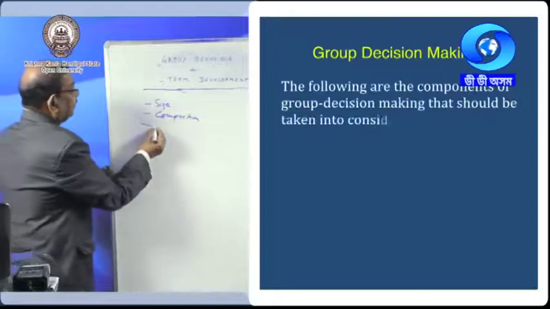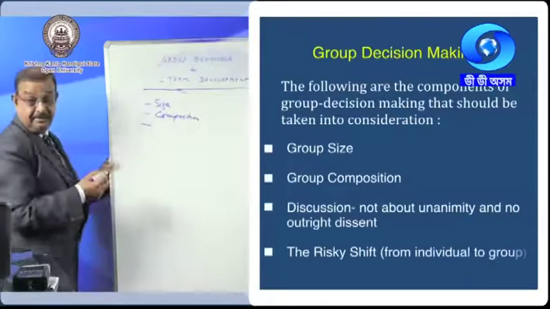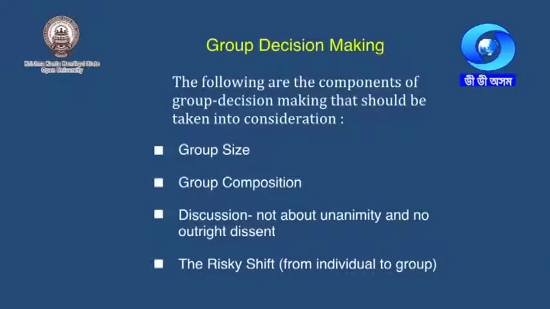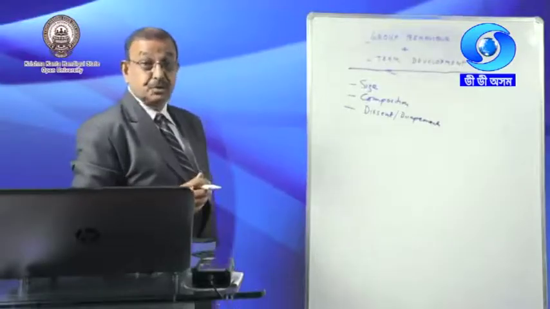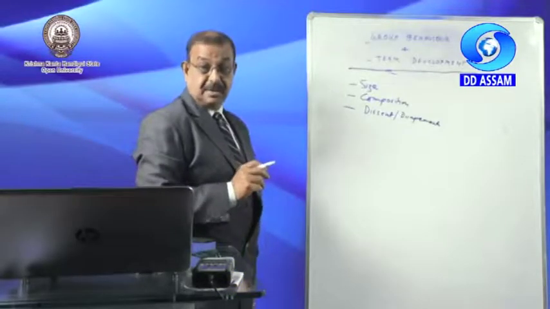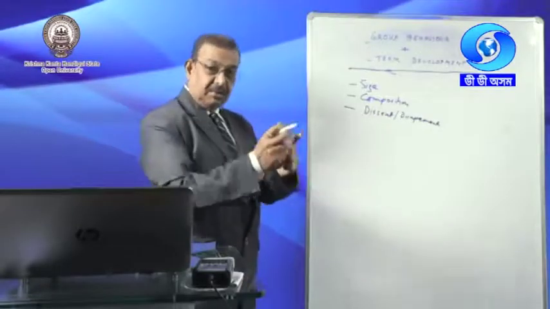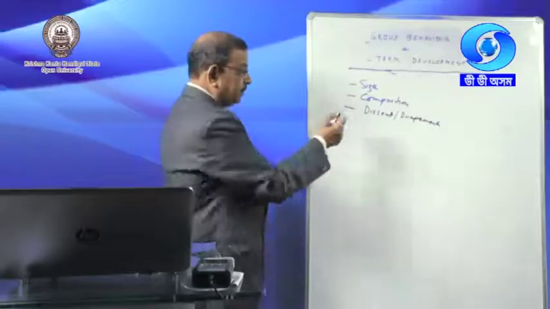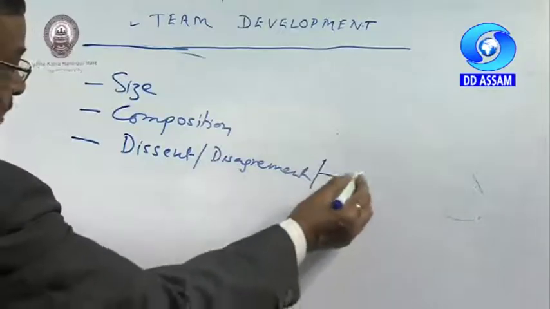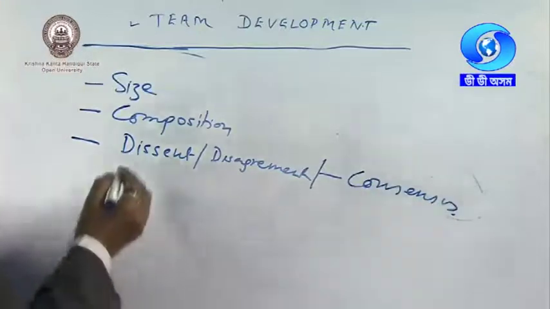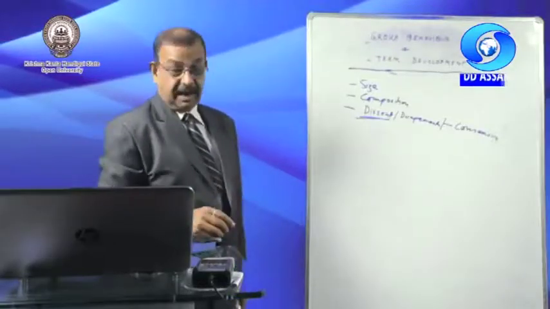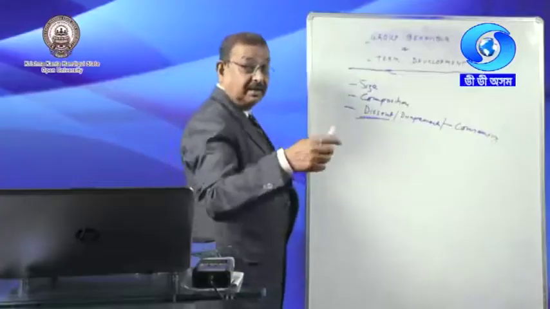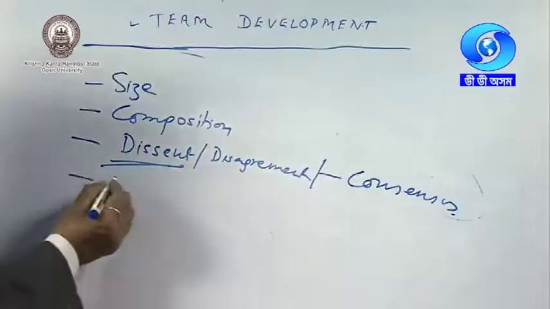And then the type of discussion, whether it is unanimity or dissent, disagreement or common agreement, these are the aspects. We should not strive for consensus. Consensus means all persons accepting the decision. At the same time, we should not look for outright dissent either, somebody totally disagreeing. We should discuss all the aspects in a group setting and then ultimately arrive at a commonly agreeable, accepted decision. And this is very important.